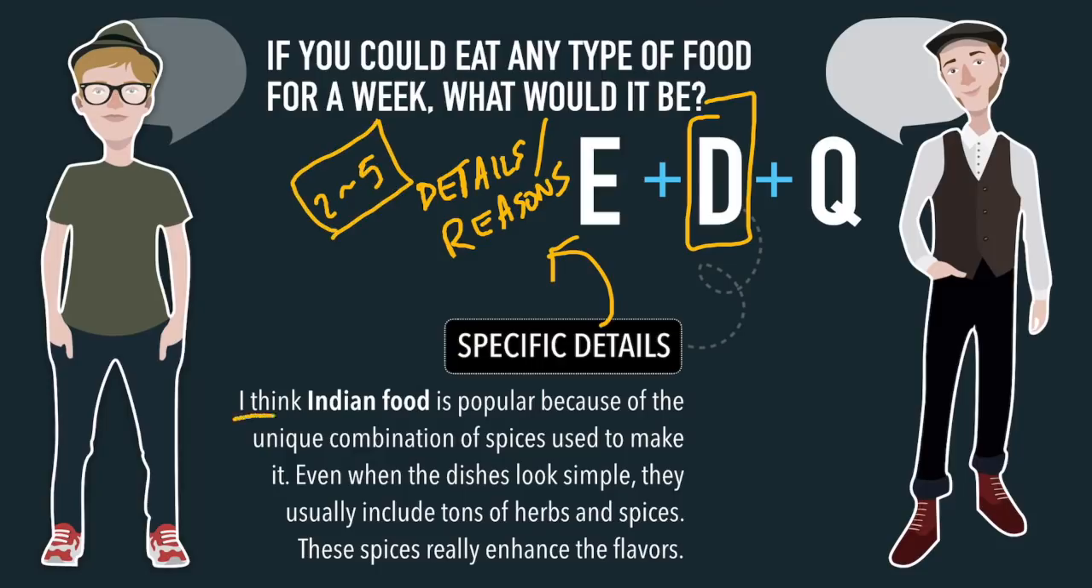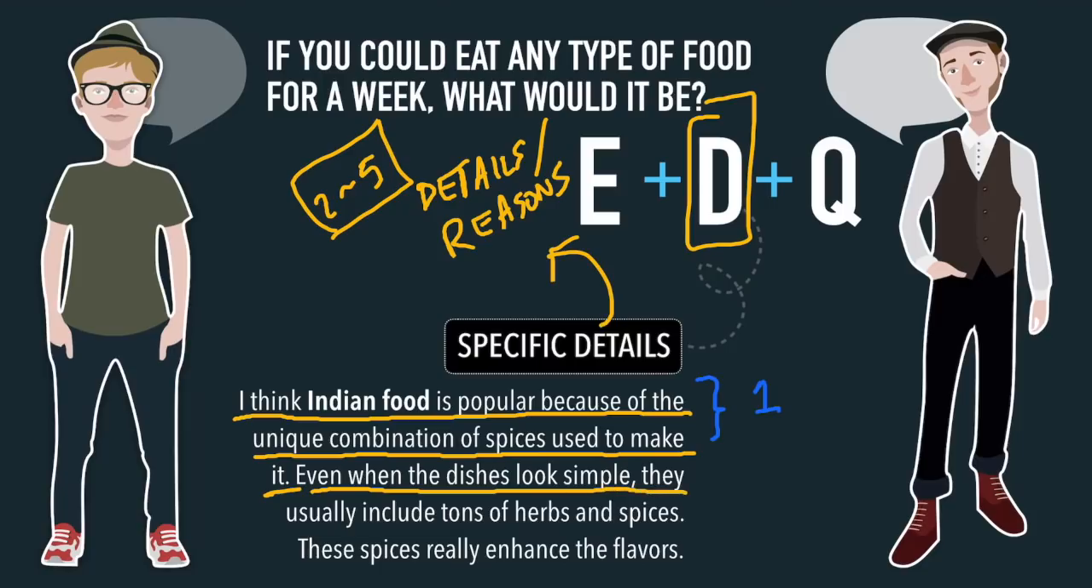I think Indian food is popular because of the unique combination of spices used to make it. All right. So that is one detail that I have given. Okay. One reason. Let's continue. Even when the dishes look simple, they usually include tons of herbs and spices. All right. This is number 2, the second detail and reason. And finally, these spices really enhance the flavors.